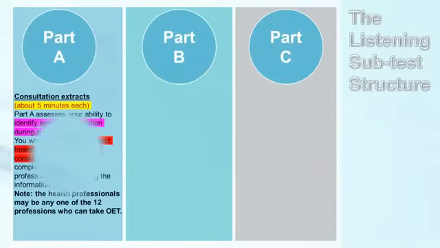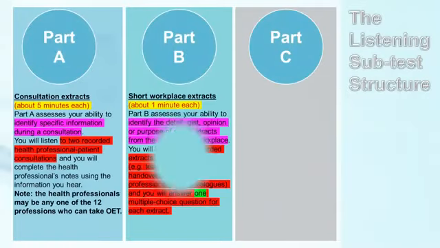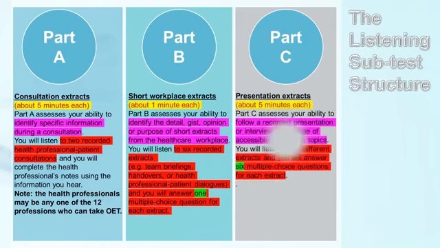Let's start with the listening subtest structure. The listening subtest has 3 parts. The first is part A, and here you will have 2 consultation extracts, about 5 minutes each. Part A assesses your ability to identify specific information during a consultation, and you will listen to 2 recorded health professional-patient consultations, and you will complete the health professional's notes using the information you hear.